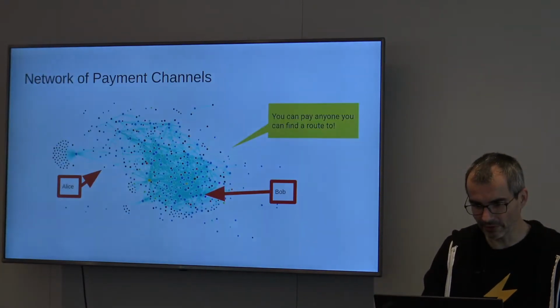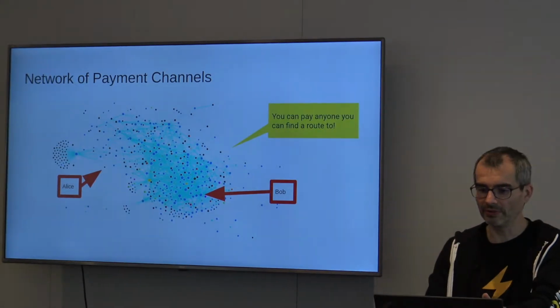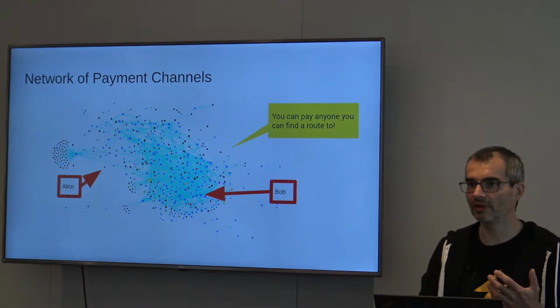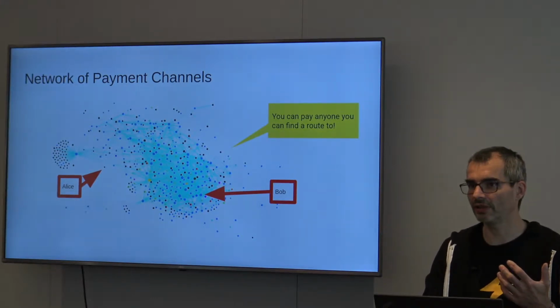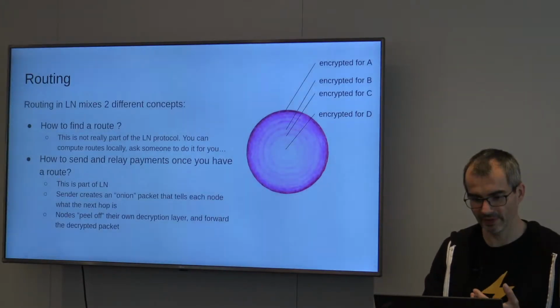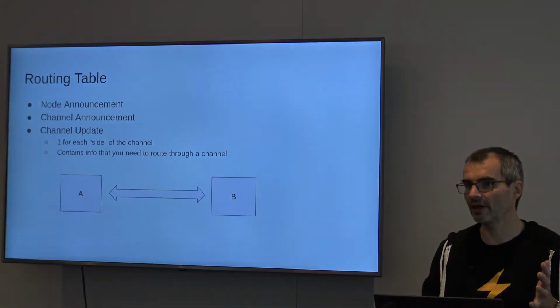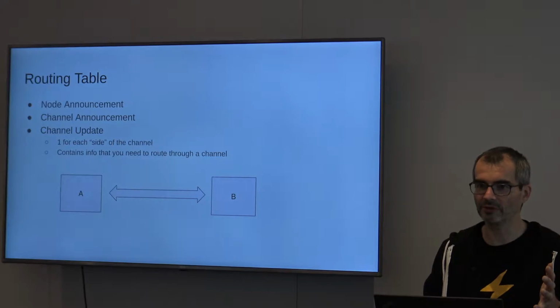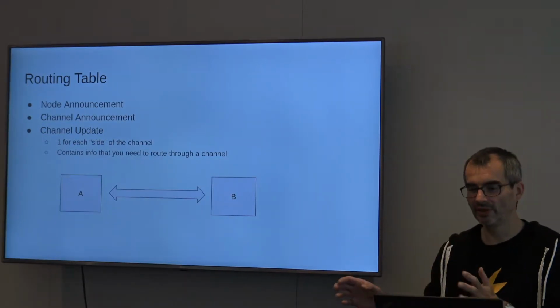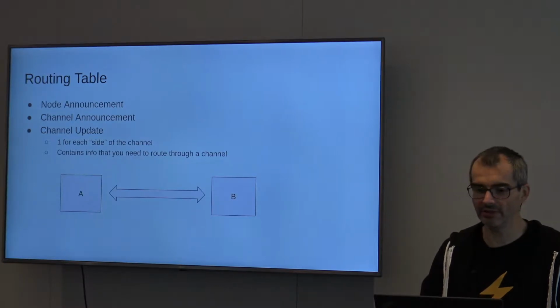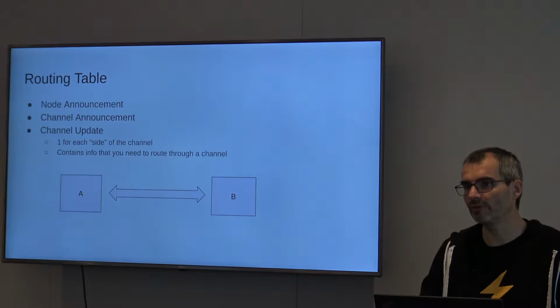So to compute the route, to have a model for the graph that you have, we use a routing table that is made up of gossip messages. And you have three types of gossip messages. You have node announcements. This is a Lightning node. You have channel announcements. This is a Lightning channel. And you have channel updates. And you have one update for each side of every channel.